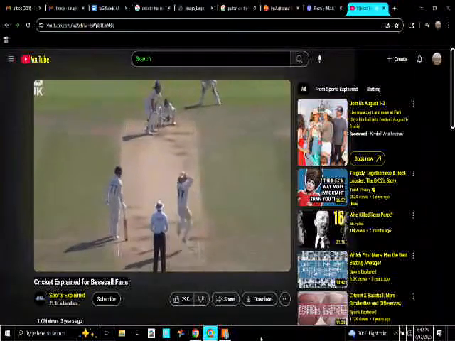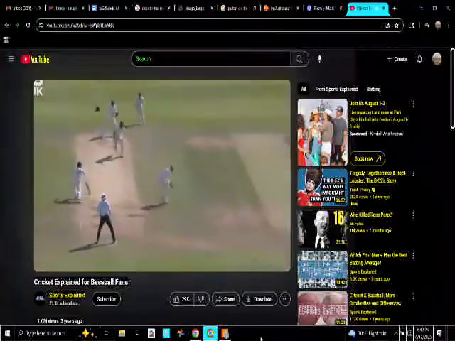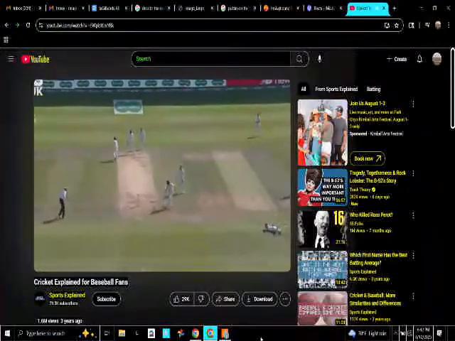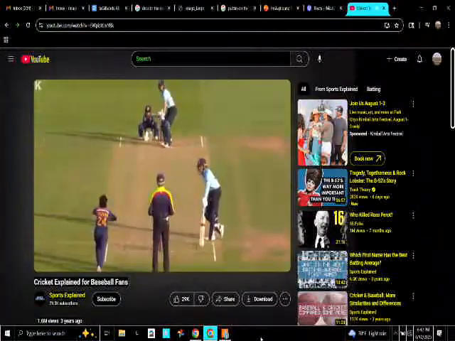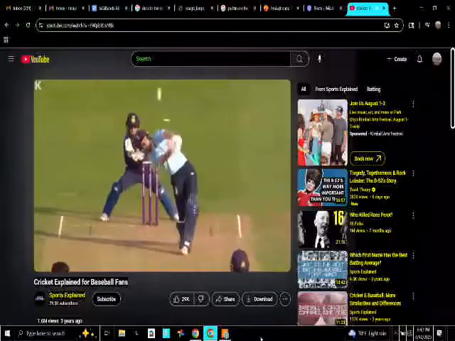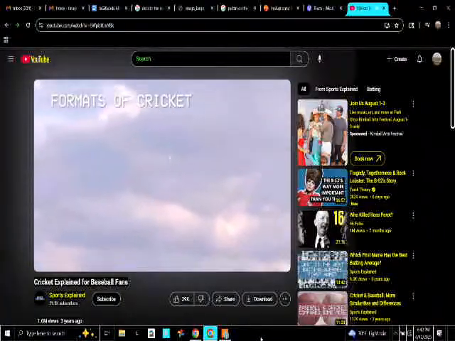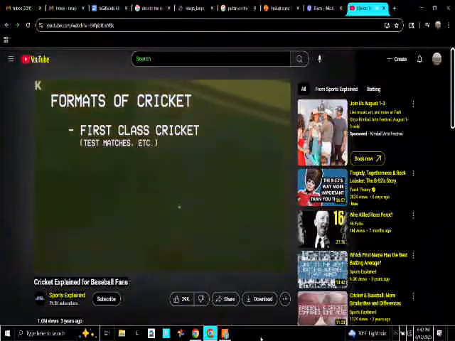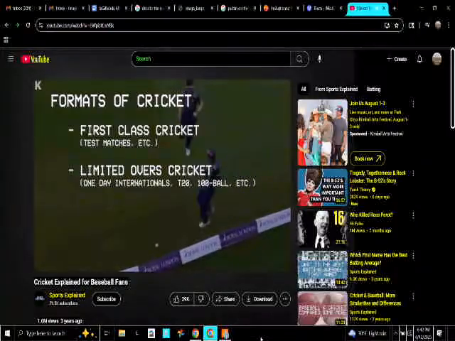Formats. Beyond everything that has been explained so far, the majority of the details of the game that you watch will depend on the format of cricket that you're watching. There are two basic formats of the game of cricket. There's first class cricket and there's limited overs cricket.